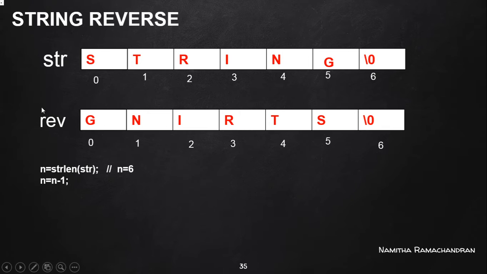Okay, and here is another character array rev, in which we need to generate the reverse form of str. That means GNIRTS, ending with a null character at the 6th index position. So what operation do we need? We need to copy each and every element of our input string to this new character array in reverse order.